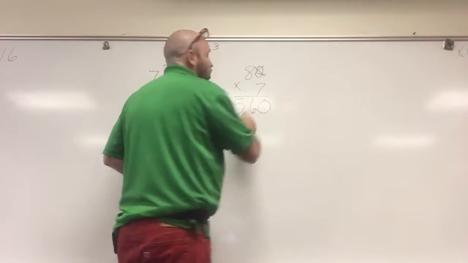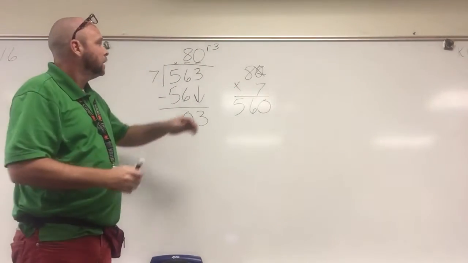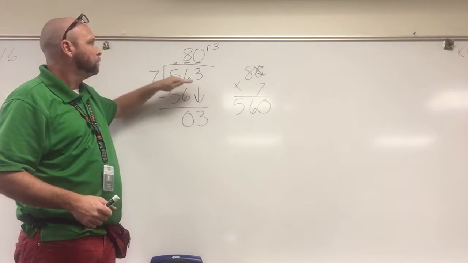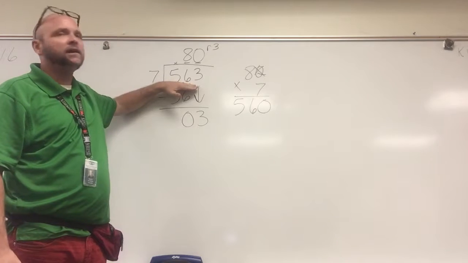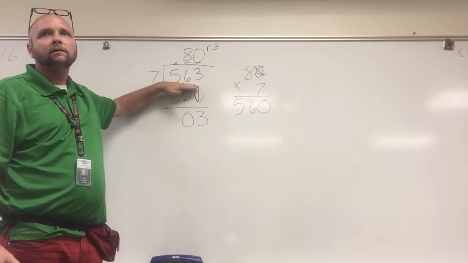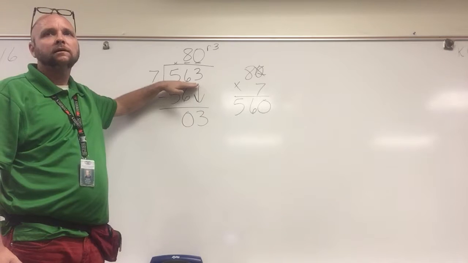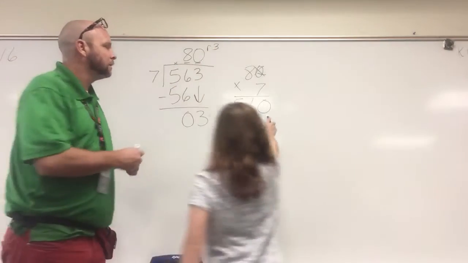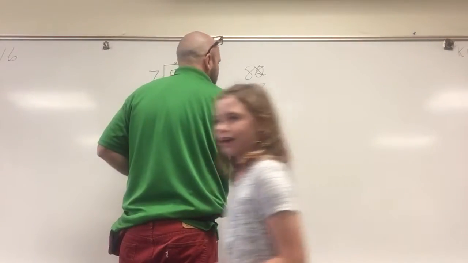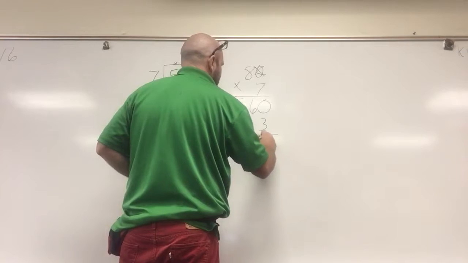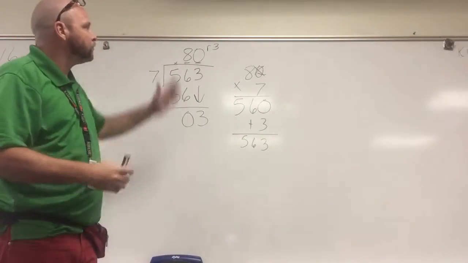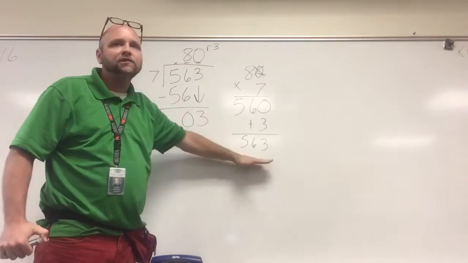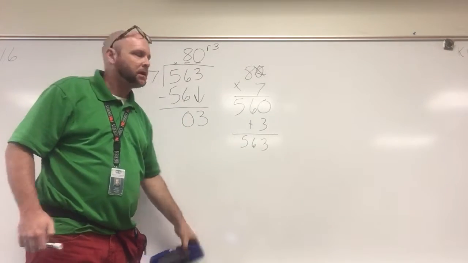Yeah, it is 56. Okay, now let me ask you this. 80 times 7 is 560. But why is my dividend here 563? Because that's your number to start out with. The 3, good. I need to add my remainder, so you can actually get the exact. If you have a remainder, you still multiply your quotient and your divisor, but then you add your remainder to that product.